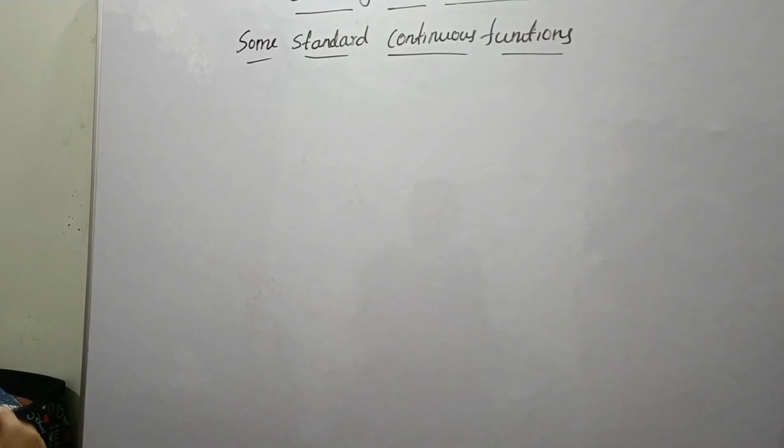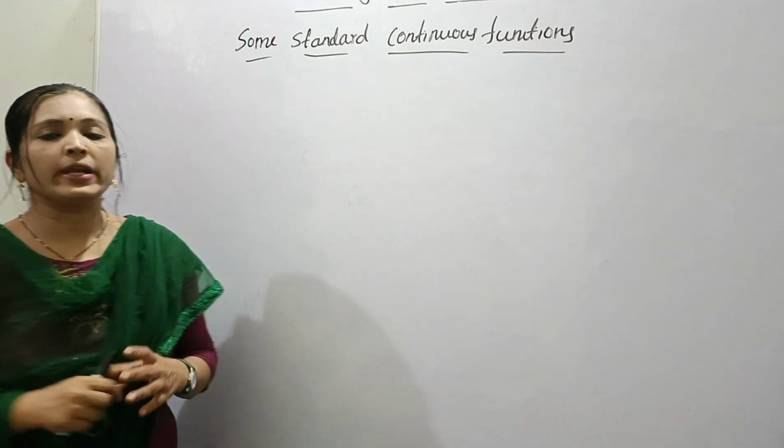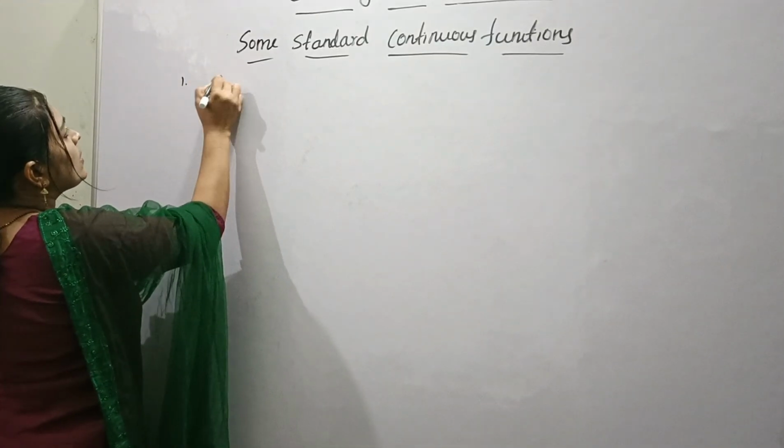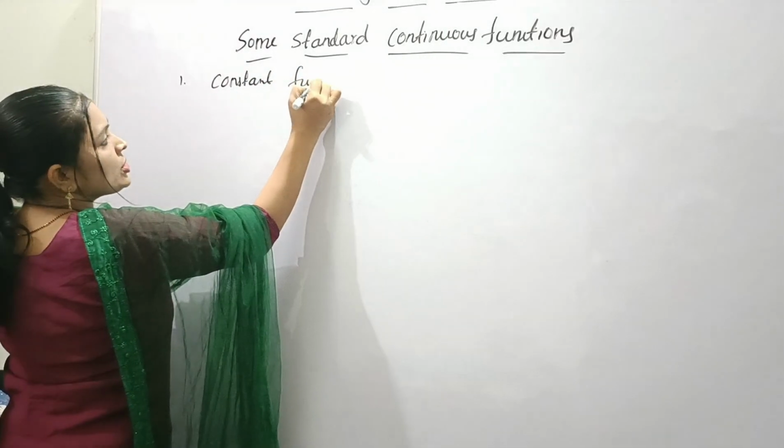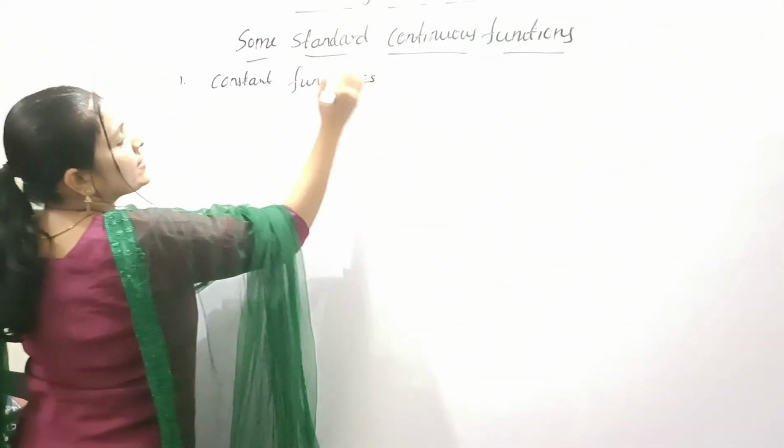Next are some standard continuous functions. Now let's see what the standard continuous functions are. First one, constant function. Constant function is continuous. How?